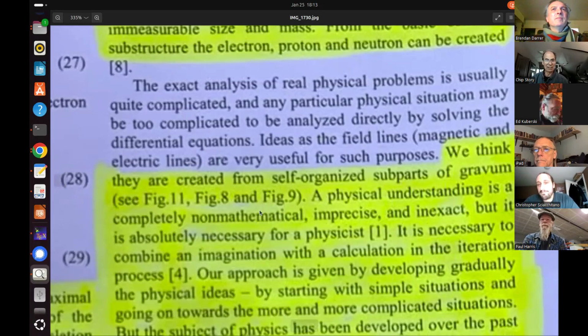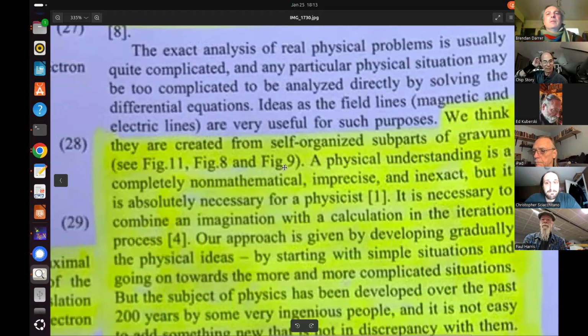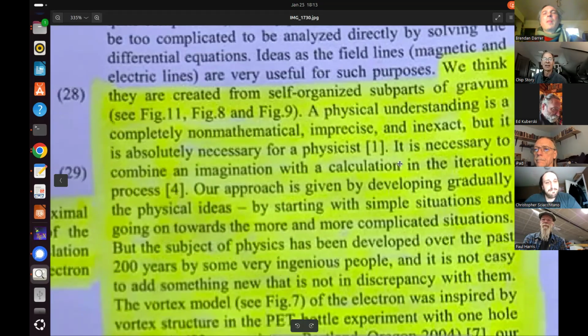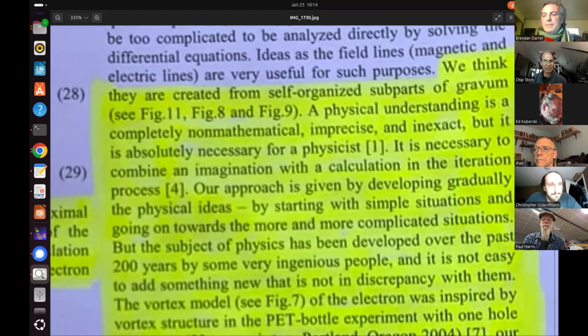Anyway, the exact analysis of real physical problems is usually quite complicated. And any particular physical situation may be too complicated to be analyzed directly by solving the differential equations. Ideas such as field lines, magnetic or electric, are very useful for such purposes. Field lines, okay? Highlighted in yellow, we think they are created from self-organized subparts of gravum.